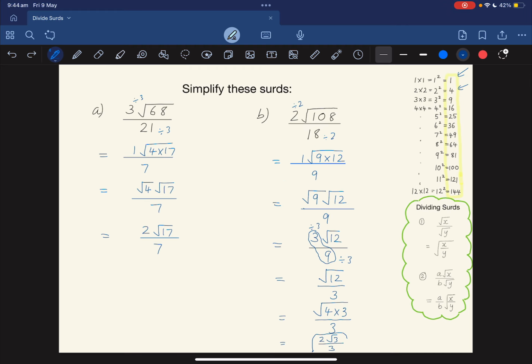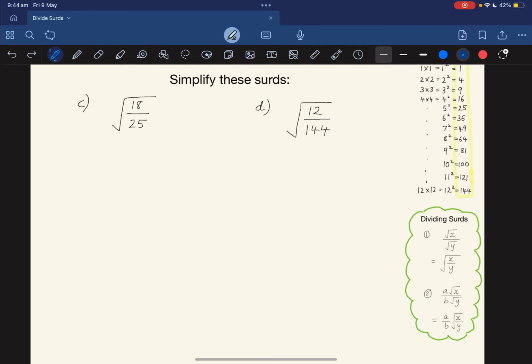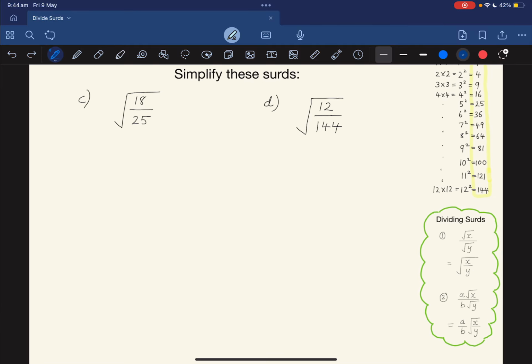All right, next one. Simplify these surds. Root 18 on 25. Looking at our dividing surds rules down here, I can see it's the first one. Let's just write it. I'm going to write it as root 18.